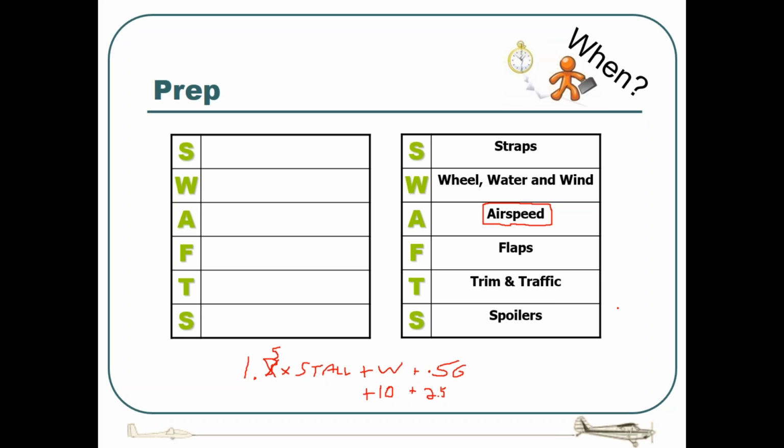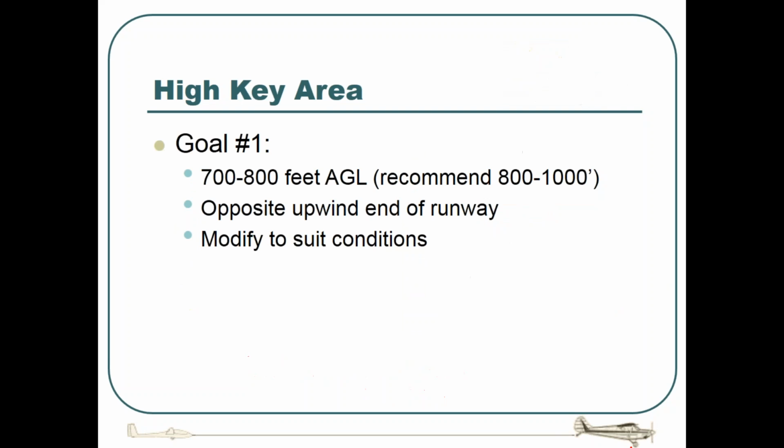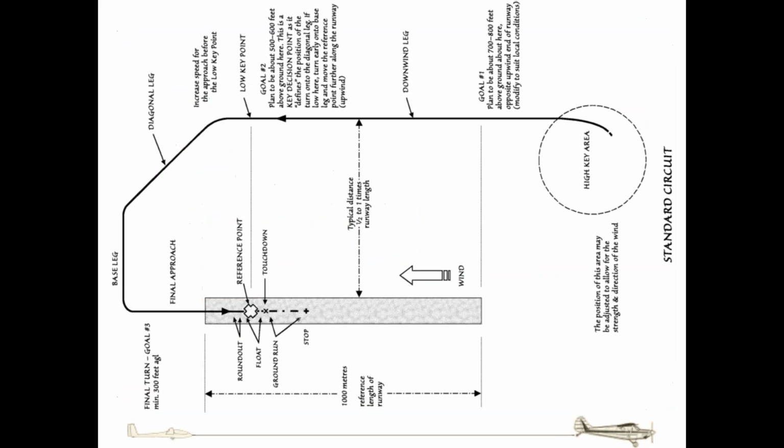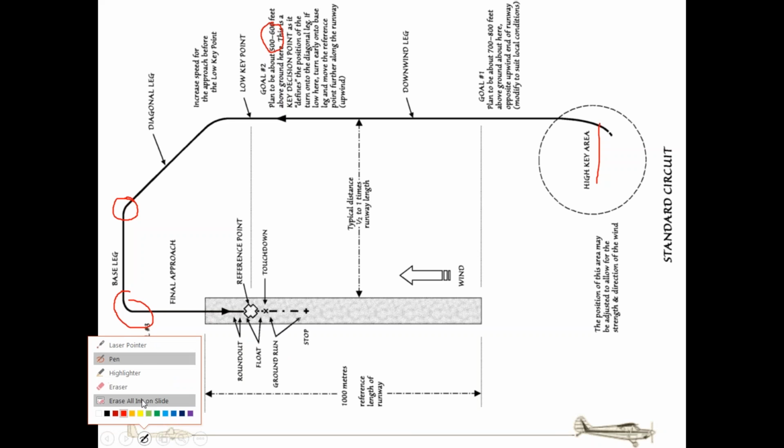Now, having said that, when you're in the circuit, that's the only instrument I would glance down at. Do not fly your circuits based on your altimeter. So as we move forward into this and we talk about high key and low key point, and the altitudes that you should be at, what altitude should I turn base, and it's saying minimum 300 feet AGL. You're not going to get those numbers by looking at your altimeter. You're going to get them by looking outside.